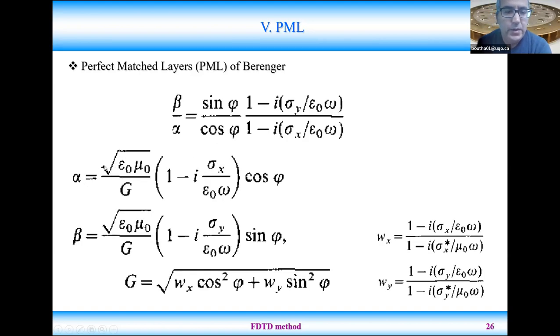So alpha becomes square root of epsilon zero mu zero, and here we have G, which is omega x cosinus square phi plus omega y sinus square phi. Actually it's W, it's not the same omega, Wx and here Wy. Wx and Wy are given by this formula here. And here we have 1 minus I sigma x over epsilon 0 omega cosinus phi. If we didn't have this, which one?